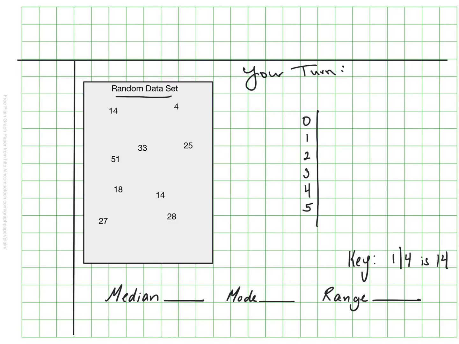For your turn, I have just a random data set. I don't have any background or story for it, but you're going to take these numbers and put them into the stem and leaf plot that I've started for you. I'm letting you know that a 1 for the stem and a 4 for the leaf means the number is 14. And then once you have it all set, use that to quickly find the median, mode, and range of our random data set.